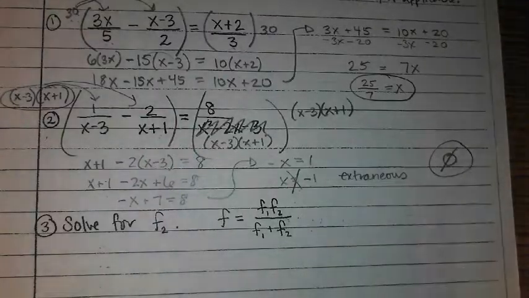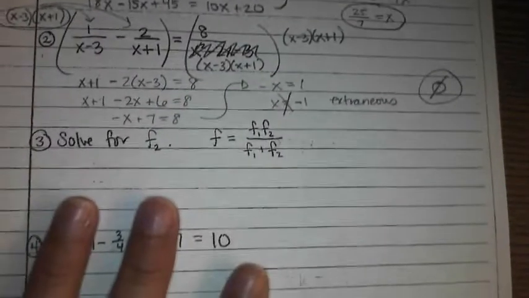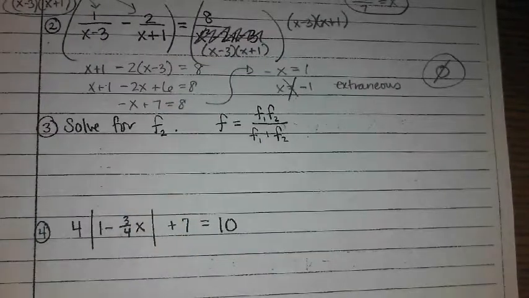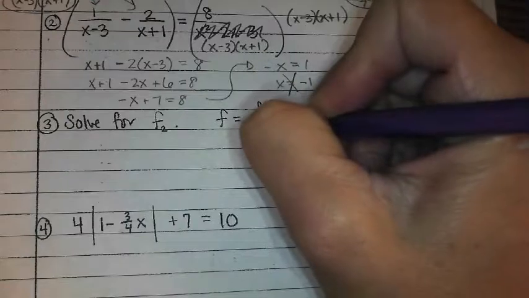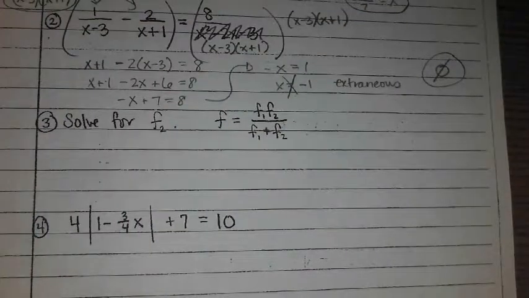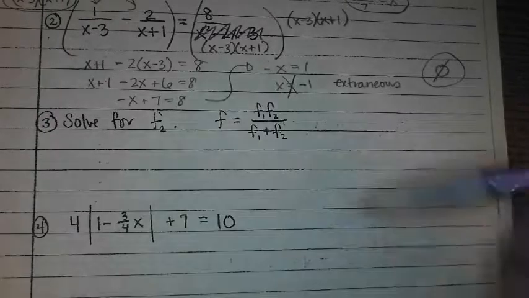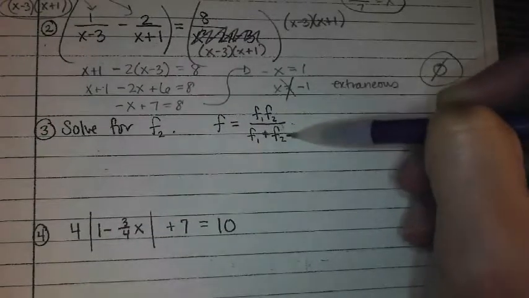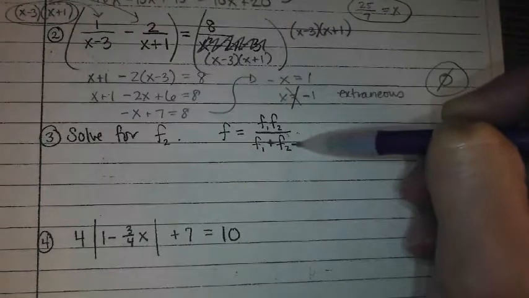Okay. Number 3 tends to be something we're not good at. I know it doesn't copy very well because it's right on the line, but that's an F1 plus F2 on the denominator. And we're solving for F sub 2. So I guess one of the main issues is that we've got an F sub 2 both in the numerator and in the denominator. Okay?